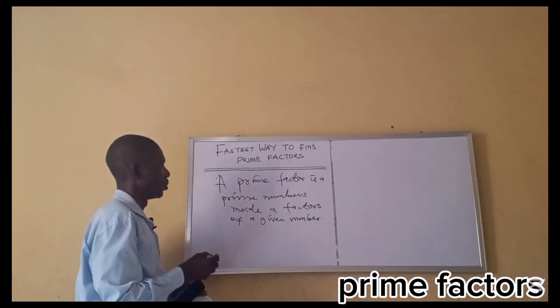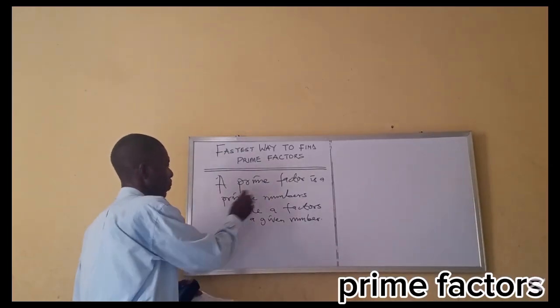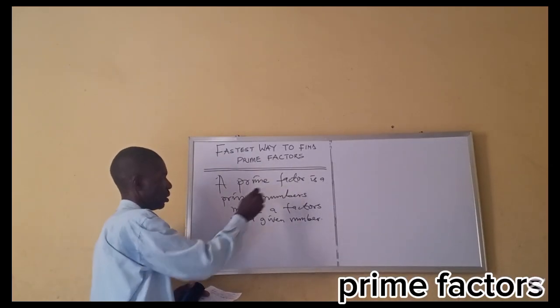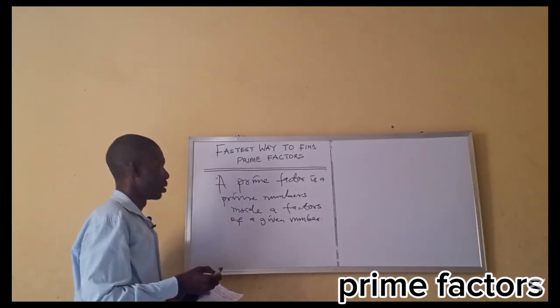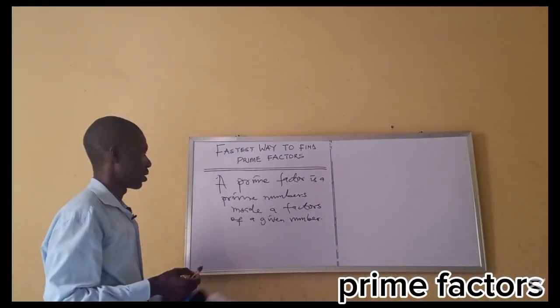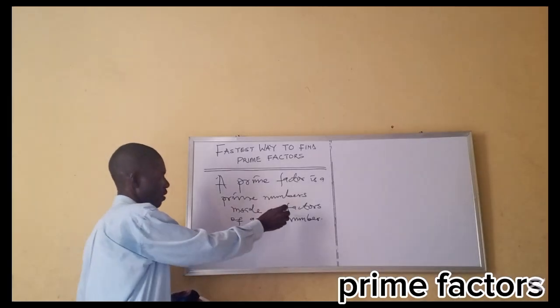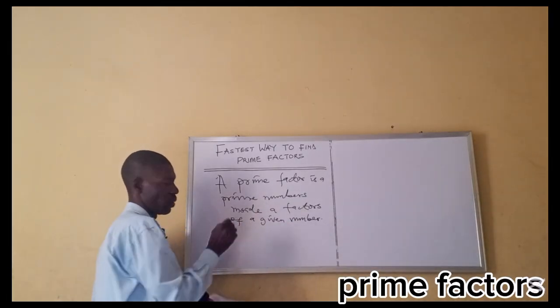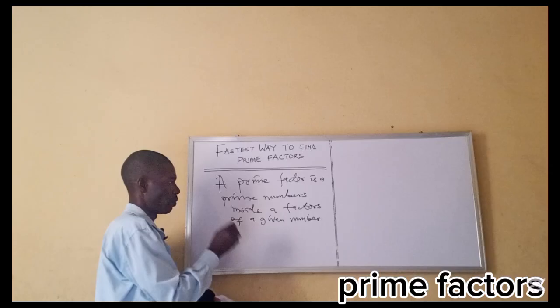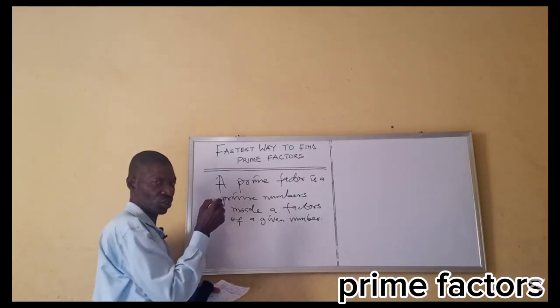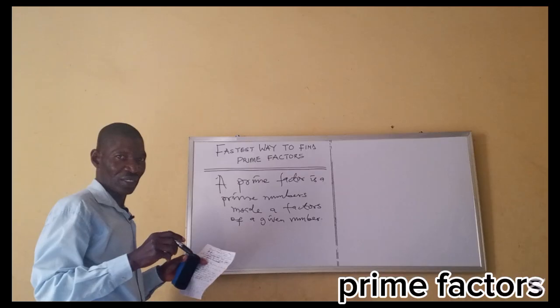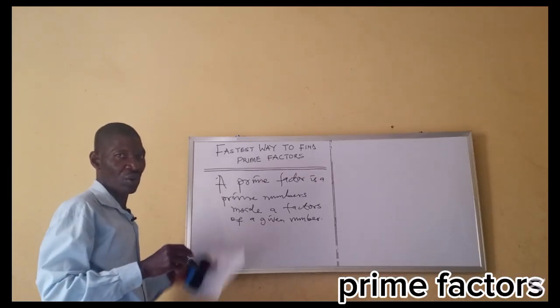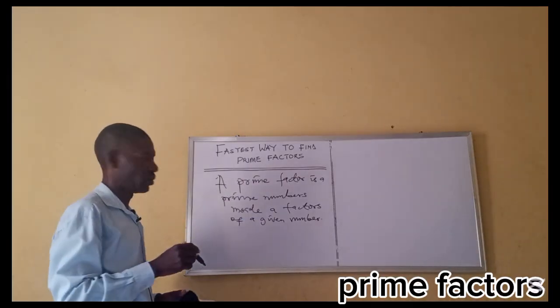A prime factor is a prime number inside the factors of a given number. What this implies is that when you are given a number, the factors of that number, the prime numbers inside those factors, are called prime factors.